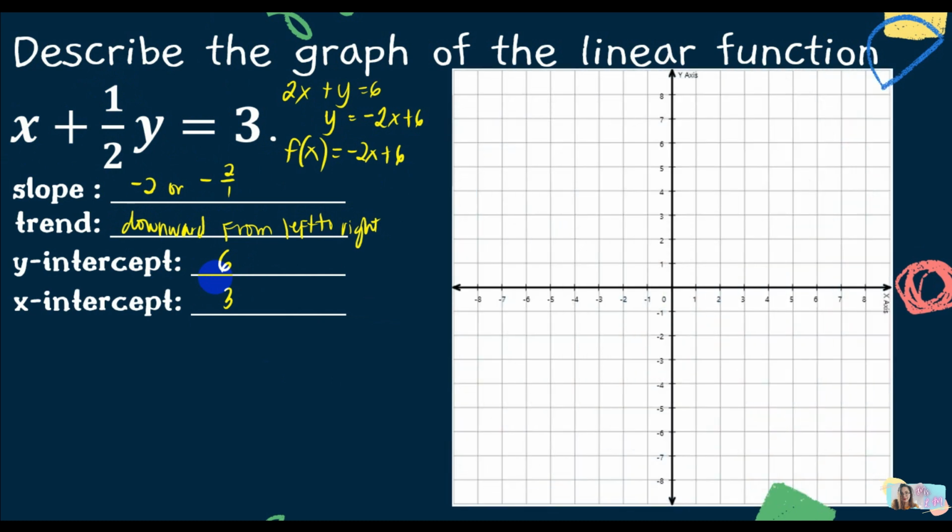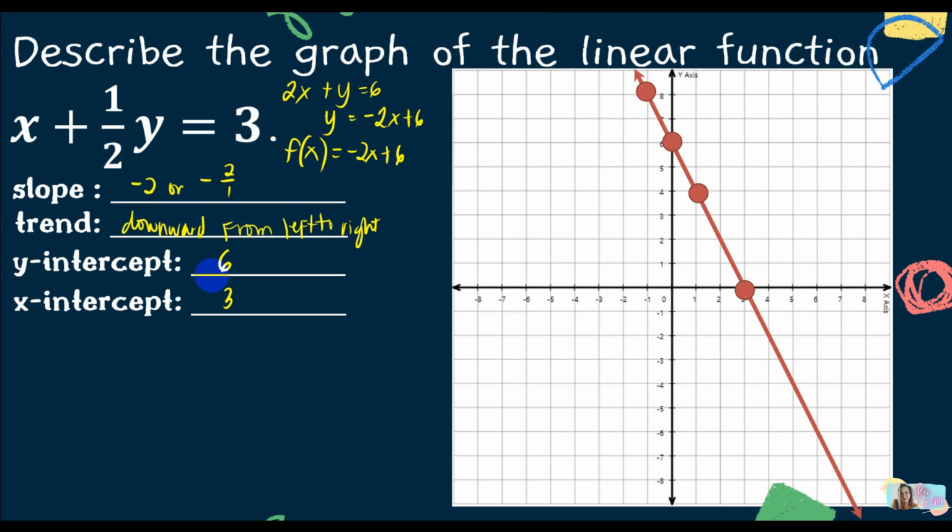Now, we have to plot the points. We can start with the y-intercept or the x-intercept. Depende po sa kung saan nyo po gusto mag-umpisa since meron naman na po tayong data. So, we have the y-intercept which is 6. The x-intercept is 3. We can also use the slope, negative 2 over 1, 2 units upward, 1 unit to the left, or 2 units downward, 1 unit to the right. Then, connect these dots or points to form the graph of the linear function.